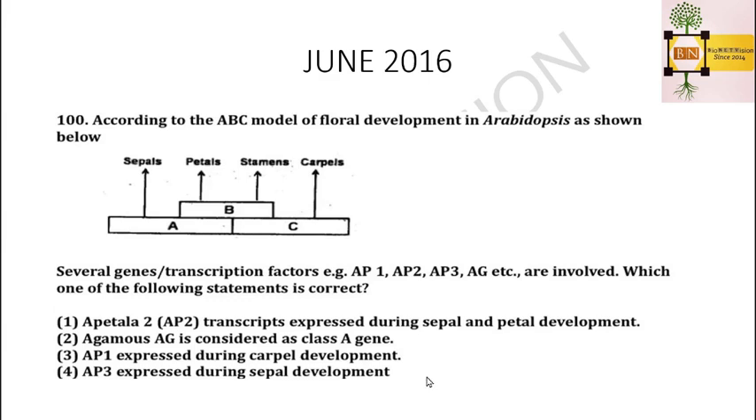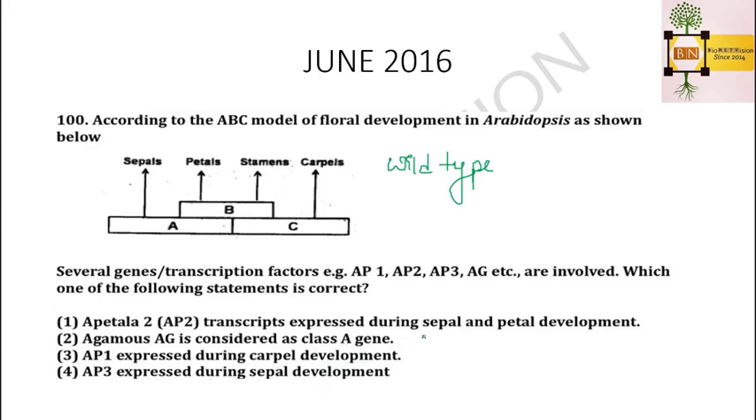Now this question came in June 2016, according to the ABC model of floral development in Arabidopsis as shown below. This is a wild type phenomenon. Now what is asked? Several genes or transcription factors AP1, AP2, AP3, AG are involved. Which one of the following statements is correct? Apetala 2 transcripts expressed during sepal and petal formation. Agamous is considered as class A gene. AP1 expressed during carpel development. AP3 expressed during sepal development.